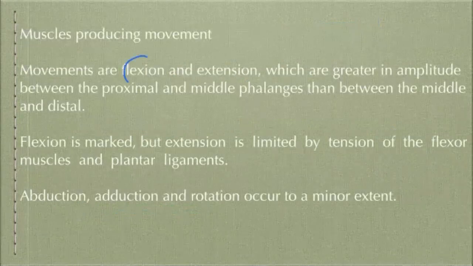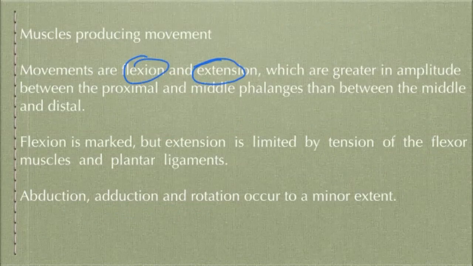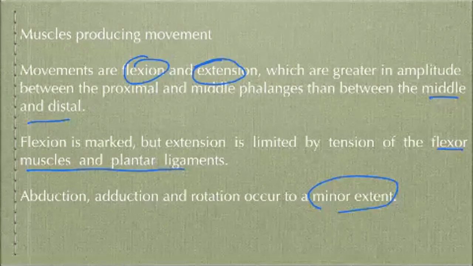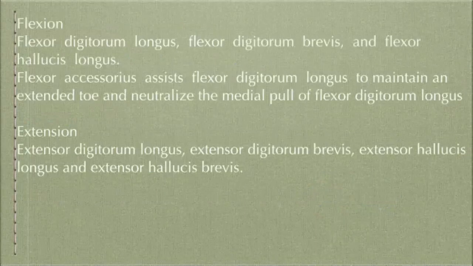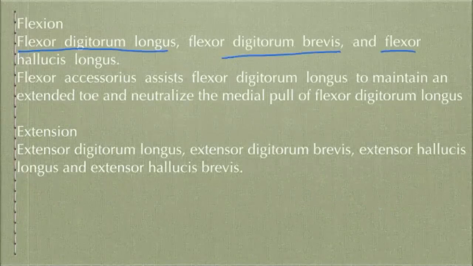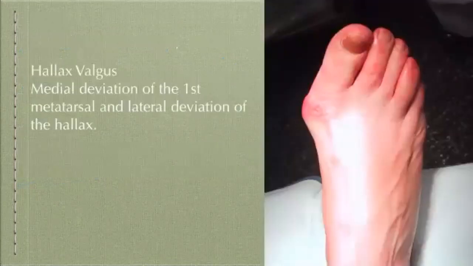Movements are flexion and extension, which are greater in amplitude between the proximal and middle phalanx than between the middle and distal phalanx, right? Flexion is marked but extension is limited by tension of the flexor muscles and plantar ligaments. Abduction, adduction and rotation occur to a minor extent. Flexion is produced by flexor digitorum longus, brevis, hallucis longus, flexor accessorius. Extension is from extensor digitorum longus, brevis and hallucis longus and brevis.